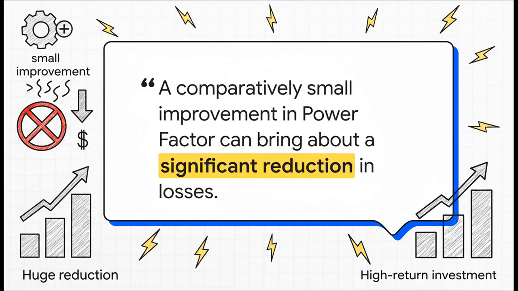And hey, you don't have to just take my word for it. This quote from National Grid says it all. A comparatively small improvement in power factor can bring about a significant reduction in losses. That's the key right there. Even a small fix can lead to massive savings. Honestly, it's one of the best return on investment projects you can do for your electrical system.